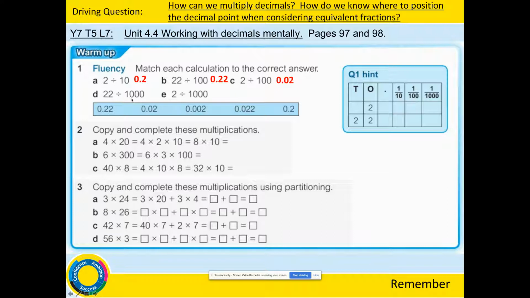22 divided by 1,000, that's 3 places. So 1, 2, 3. 1, 2, 3. So my 2 and 2 is going to go here. 0.0. So it's 0.022.